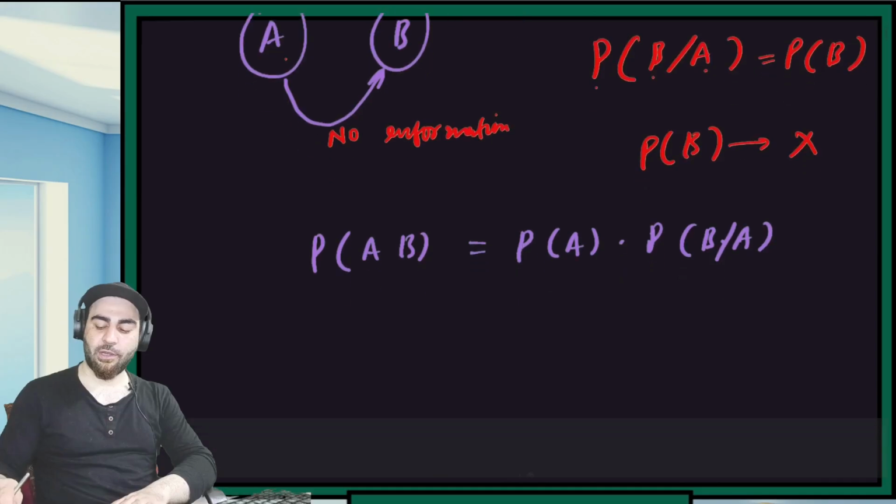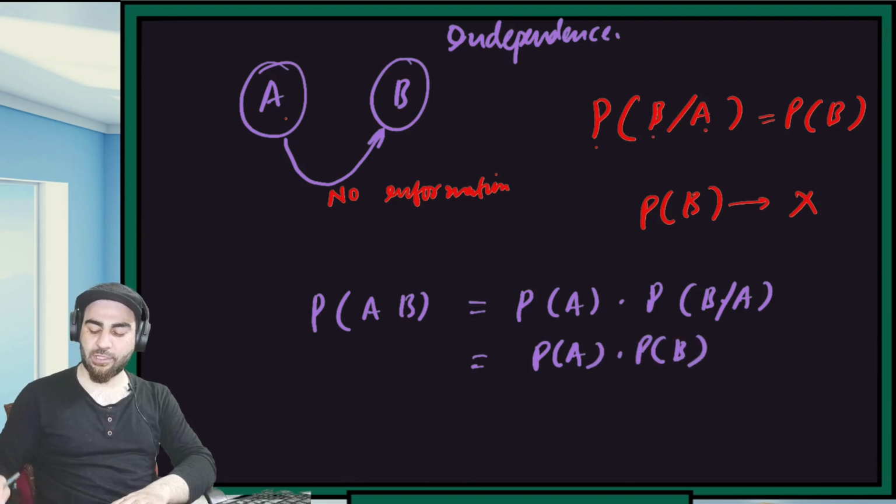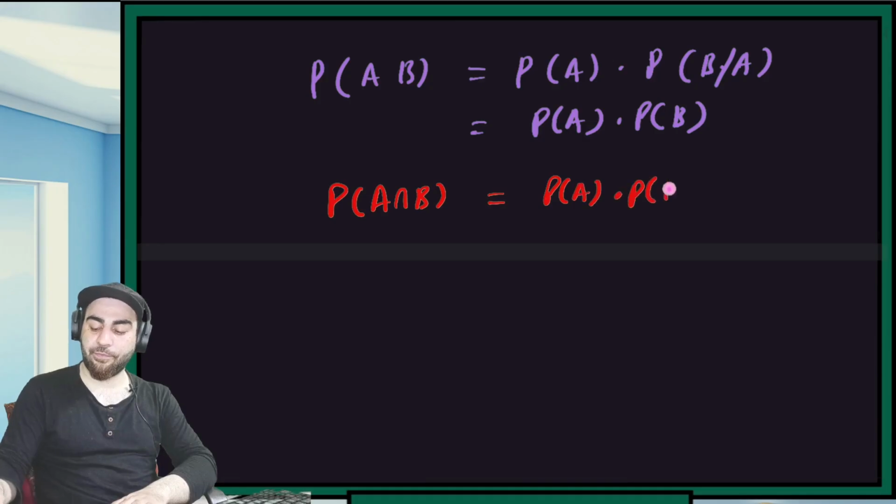Okay, so this is by the multiplication rule. So this is probability of A, and now if this is independent, I can write it as probability of B. Usually in the books this is introduced like this: probability of A and B is equal to probability of A multiplied by probability of B.